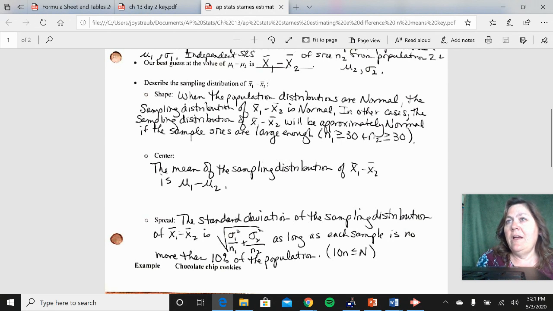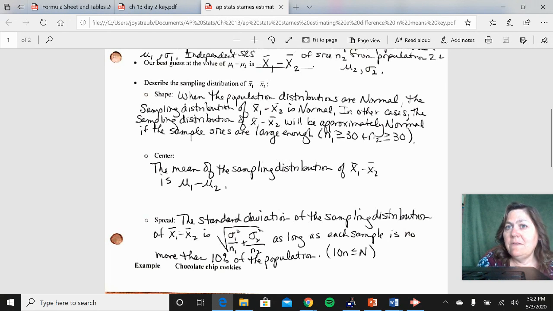Okay. Here's what we have down for the shape. Remember from our past that if the population distributions are normal, then our sampling distribution is normal. But in other cases, it will be normal when the CLT applies, when n is greater than or equal to 30 for both of them. The center of our sampling distribution is going to be x bar 1 minus x bar 2. That's our best estimate of mu1 minus mu2.